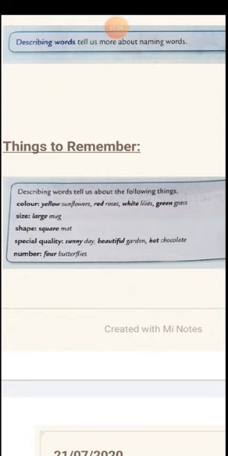It can be about its color, it can be about its size, it can be about its shape, it can be about its quality, it can be about its number. So look at these examples, read it again and again, you will understand the describing words well.